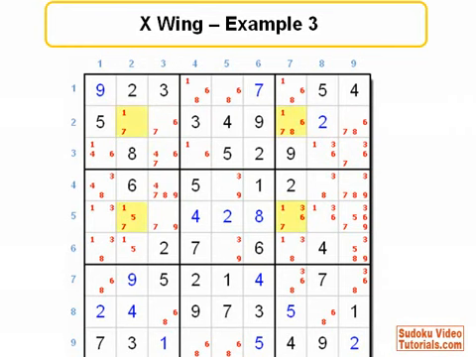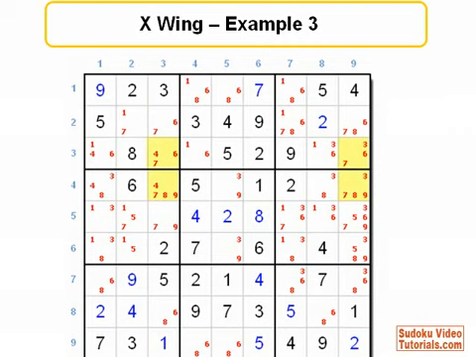Now, how about this formation? Do you think this is an X-Wing? Well, it sure looks like an X-Wing because once again, each of these cells contains a 7 and forms a rectangle. But it's not an X-Wing because there are also these other 7s in rows 2 and 5. For it to be a true X-Wing, there should not be any 7s in rows 2 and 5 except for the highlighted cells. So be very careful in identifying X-Wings.